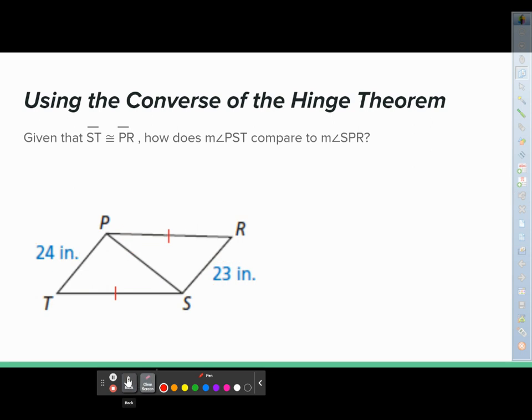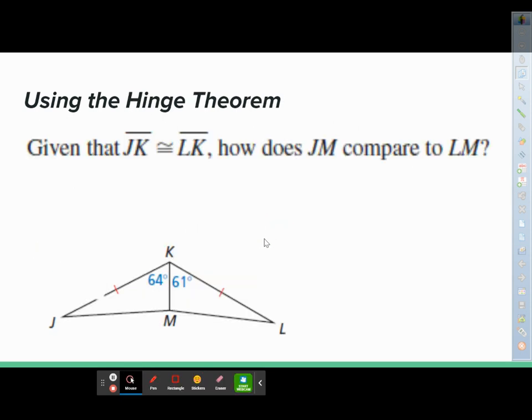Alright, let's do one together. It says, given that segment JK is congruent to LK, how does the length of JM compare to the length of LM? So first thing you want to see is if they have any sides that you can mark congruent that's not already marked. Abby, would you say, is there a side that I can mark congruent? The middle side. Yeah, I can mark it congruent to itself. This is for your own tower. Okay, thank you.